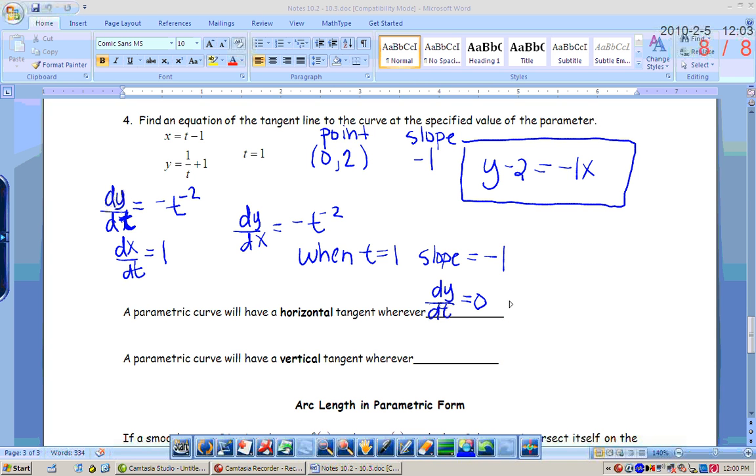Yes, and dx/dt will be the vertical. However, dx/dt cannot equal 0, because if both dy/dt and dx/dt equal 0, you've got this indeterminate form. So a horizontal tangent will occur wherever dy/dt equals 0, as long as dx/dt does not equal 0 at that same point. And therefore, we will have a vertical tangent whenever dx/dt equals 0, but dy/dt does not equal 0.